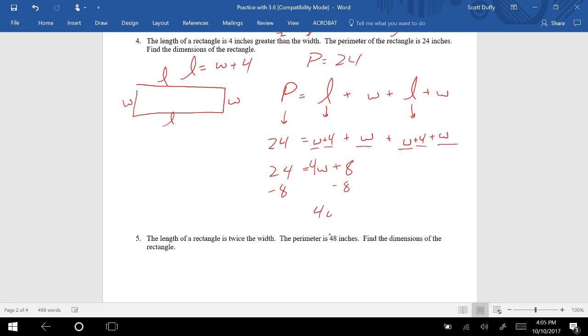I get 4W equals 16. Divide by 4, divide by 4. Then the width is 4. But we know the length is 4 inches greater. So length equals 4 plus 4, which equals 8. 8 and 4 are the dimensions.